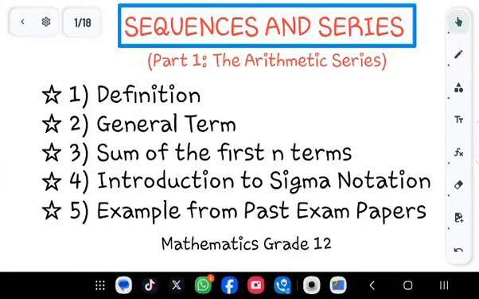Now, in general, we're going to cover number 1, the definition of an arithmetic sequence, and then the general term, that is number 2. Number 3, we're going to look at the sum of the first n terms, and number 4, an introduction to sigma notation, because that's important and you'll see why it's important. We'll only cover the introduction. The deep detail on sigma notation is going to be done in a future video in this series. Number 5, we're going to look at an example from past exam papers.